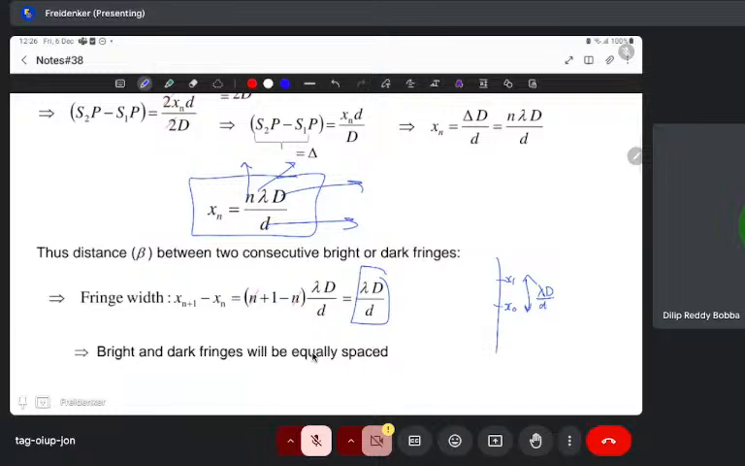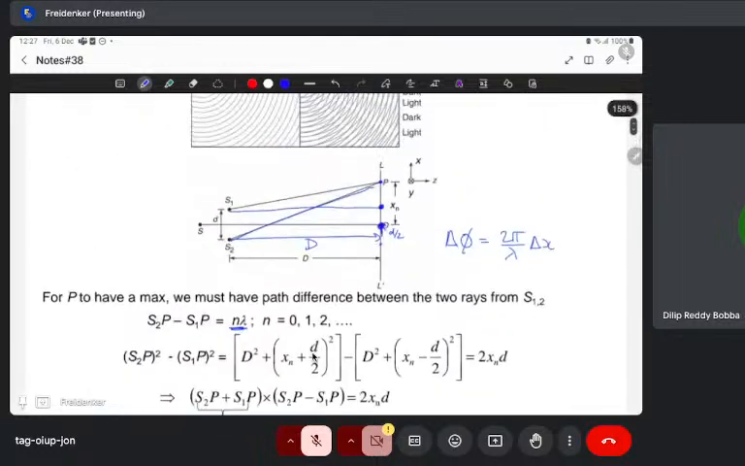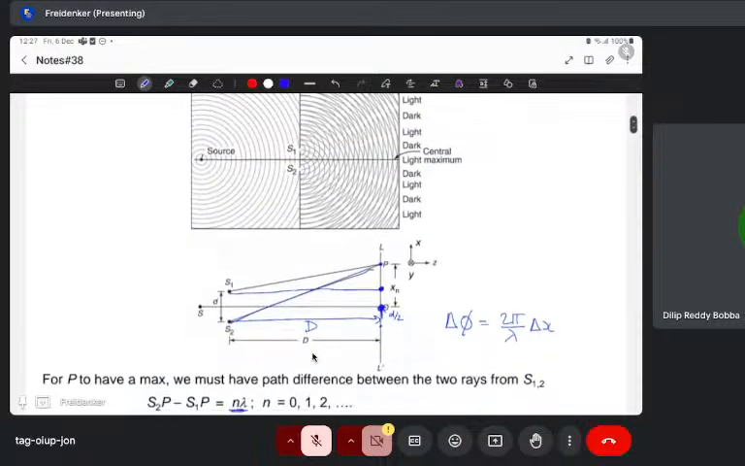So consecutive maxima and consecutive minima are separated by this distance. I think minima will be here. What do I call it? Maybe y1, y2, whatever. When this distance will be this much, we can show that bright and dark fringes will be equally spaced. So if minima is here, they will also have the same fringe width. Because what are we talking about? Young's double hole experiment. Okay, fine. Double slit, double hole, whatever.